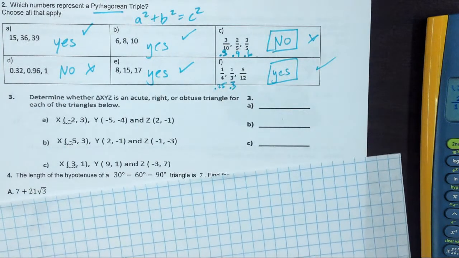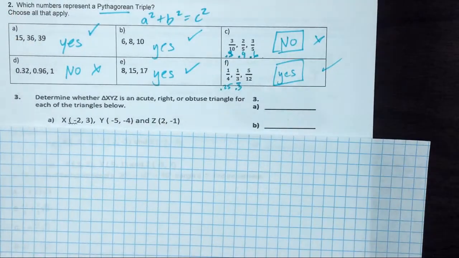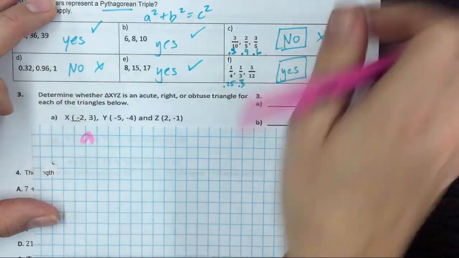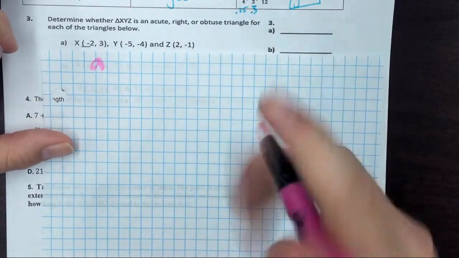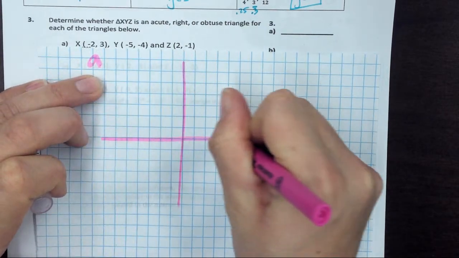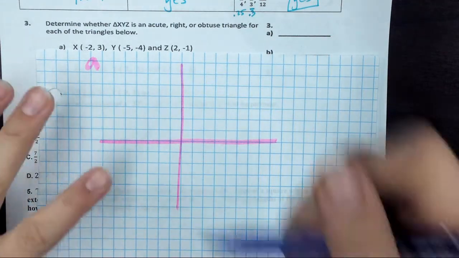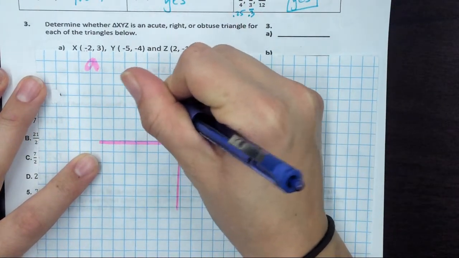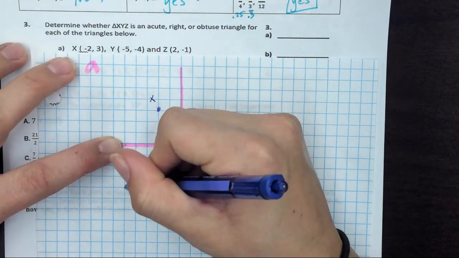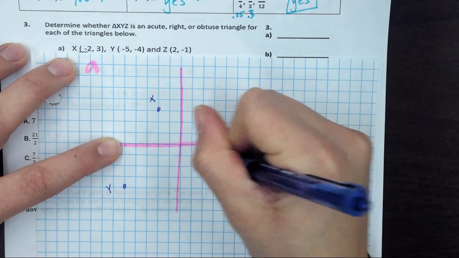Okay, so here we go. Here's my graph paper, so I'm going to do the first one, A. Let's get some highlighters here. For A, I'm going to go ahead and draw an x and y axis, and then I'm going to plot some points. X is (-2, 3), Y is (-5, -4), and Z is (2, -1).